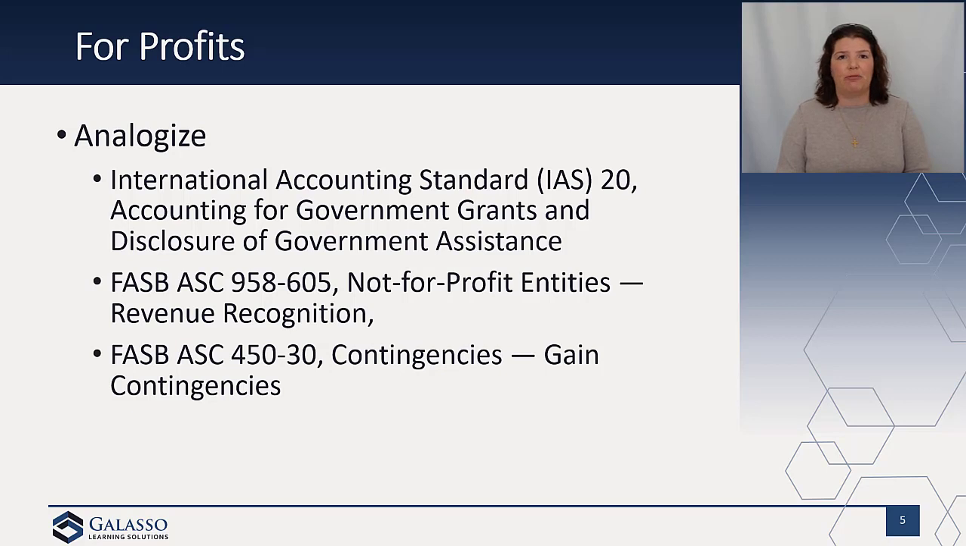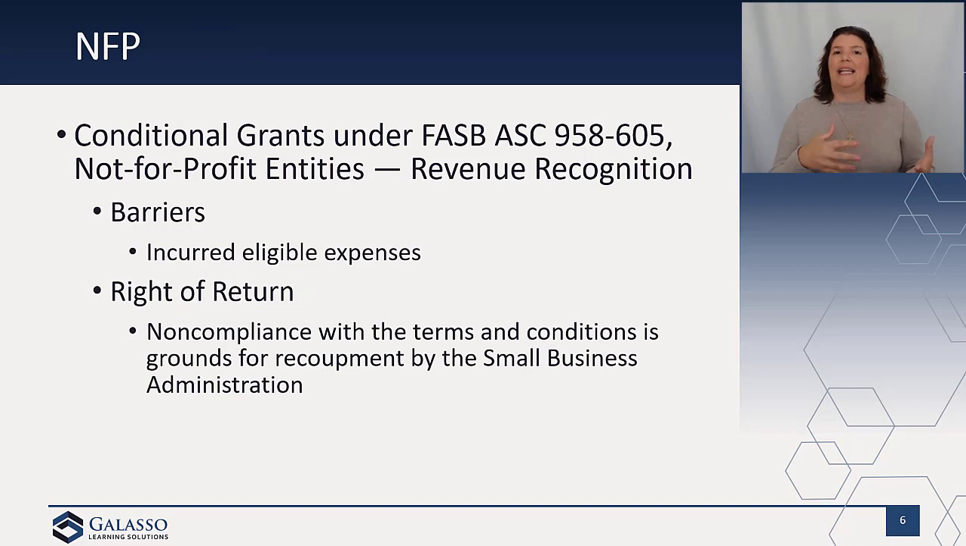So again, you can try to use IFRS and their government assistance. You can use 958-605, or you can use gain contingencies. Again, these would be through analogy, not technically exactly on target specifically for nonprofits. It was excluded for for-profit entities, but it's an option that would be available. For nonprofits, on the other hand, they only had two options for PPP loans, 470 or 958-605. They weren't eligible for IFRS or gain contingency, so you say the same thing here.